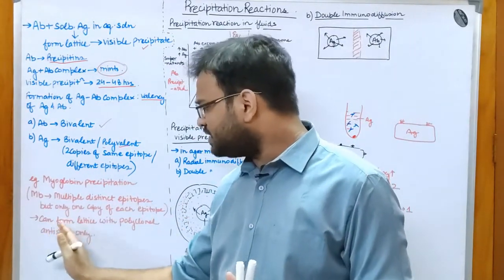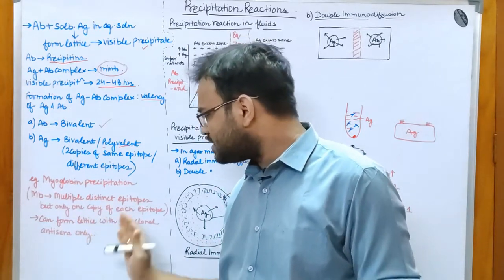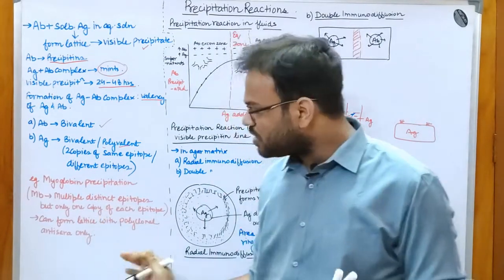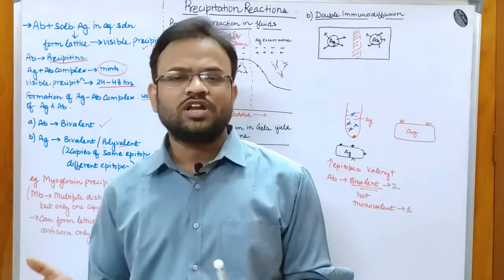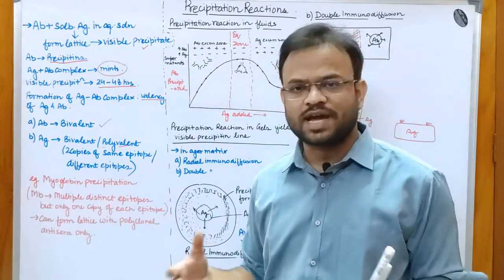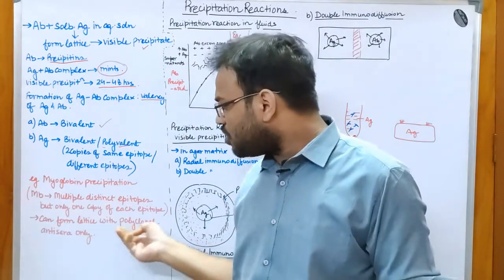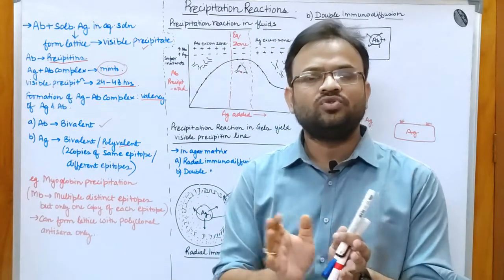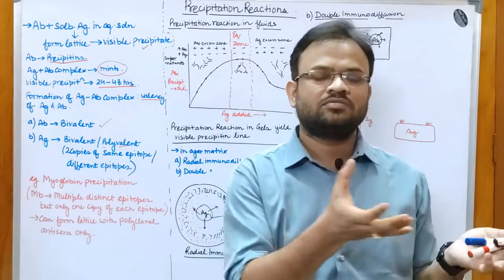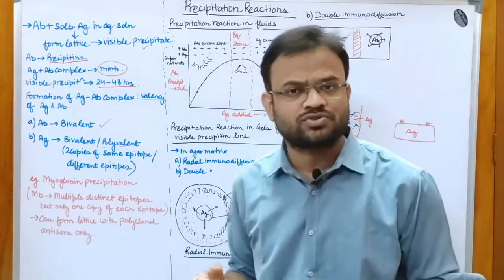Next, it was observed that it formed the lattice with polyclonal antisera only. Antisera means antibodies only. You would know this. Polyclonal means antibodies that have specificity against different epitopes of a given antigen, or you can say different antigens also, right?